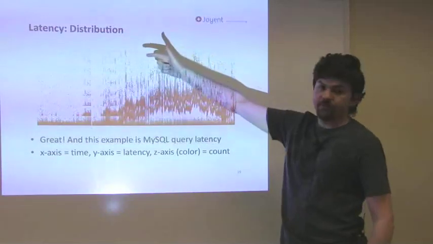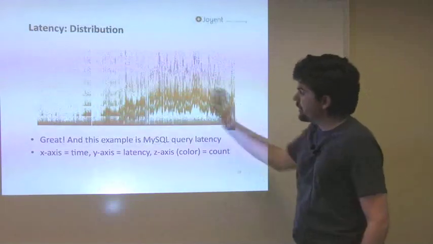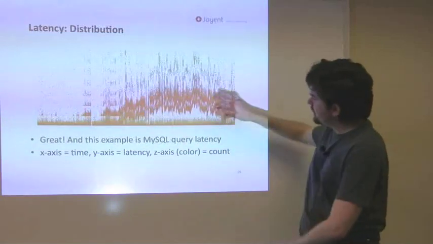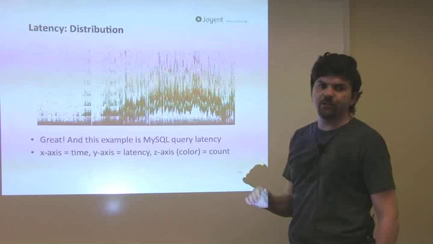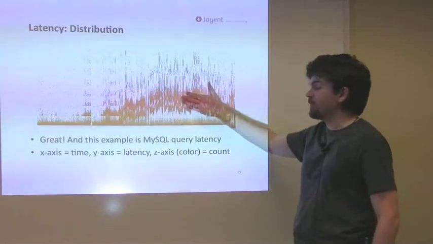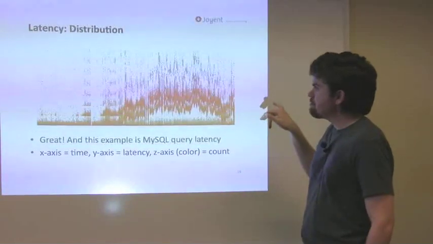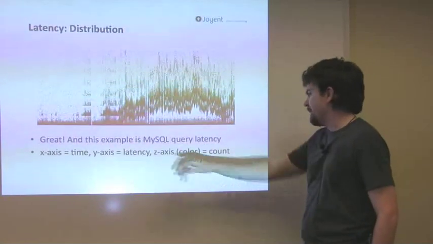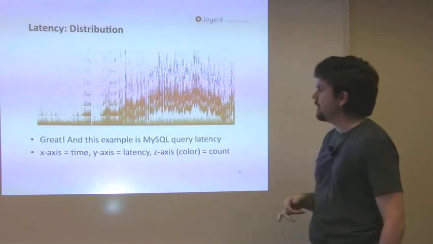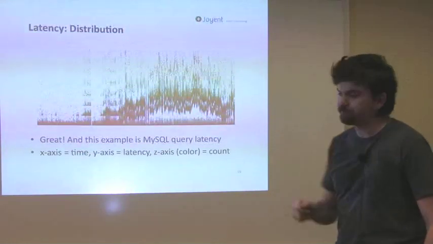We can see the maximums and the outliers. We can see generally where the average is. We can also see more detail on the distribution, like in this case where there are fast queries as well as slower queries. So that's particularly useful, and I've explained there, x-axis is time, y-axis is latency, and so on.